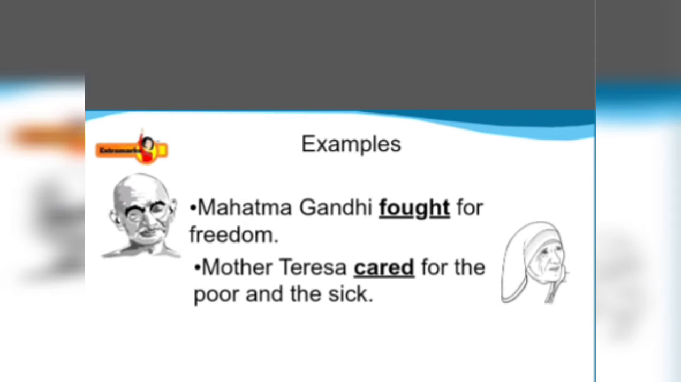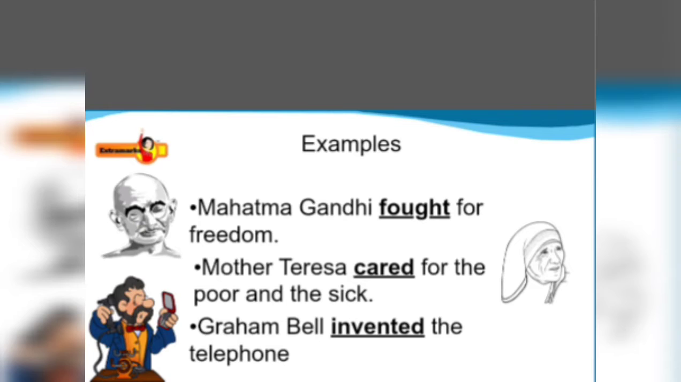Let us see some examples which are in the past tense. Mahatma Gandhi fought for freedom. Mother Teresa cared for the poor and the sick. Graham Bell invented the telephone. Rabindranath Tagore wrote Jan Gan Man. All these words like fought, cared, invented and wrote tell us that these events happened in the past. Thus, these sentences are in the past tense.